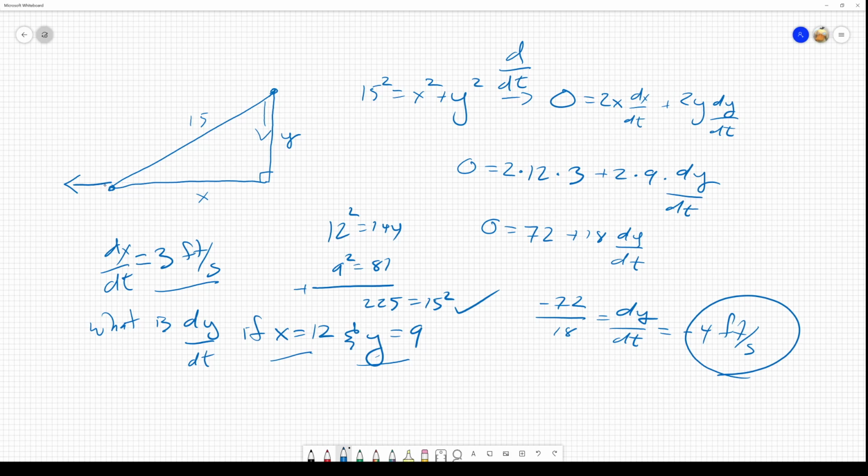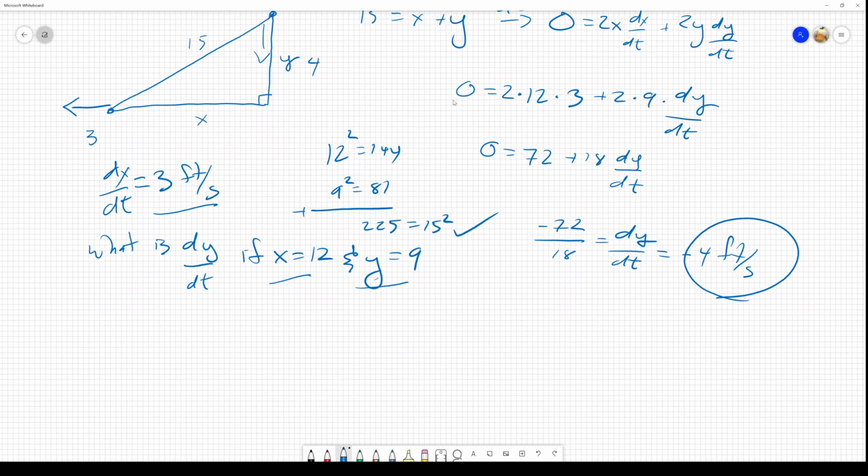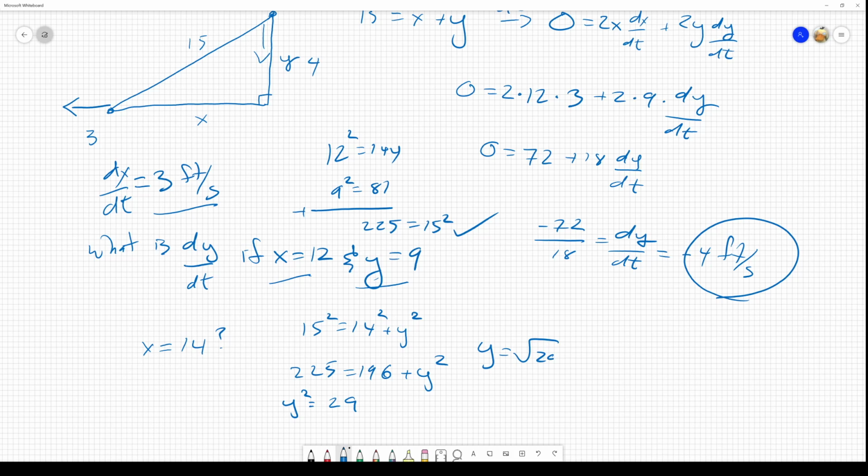So at the instant that this is 12 feet away and this is 9, this is moving to the left 3 and this is moving down 4. Now what happens when x is a little bigger? Let's say x is 14. Well, then first off, I know that 15 squared is 14 squared plus y squared. So 225 is 196 plus y squared. So y squared is 29, and y is the square root of 29.